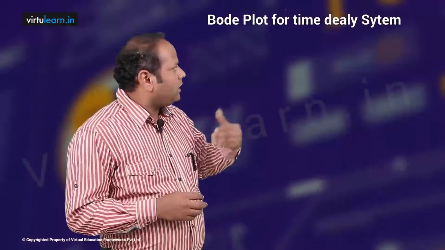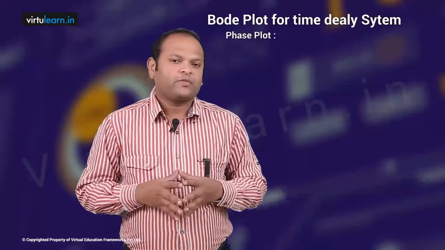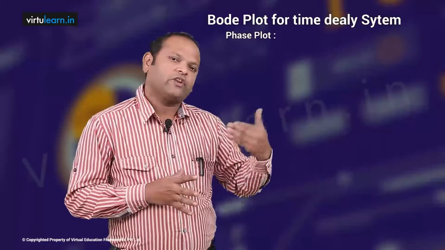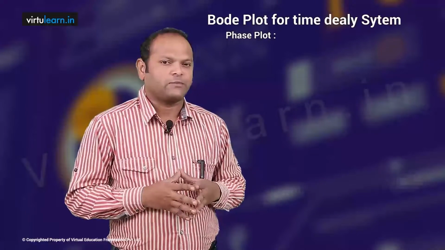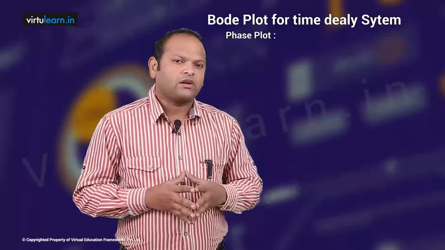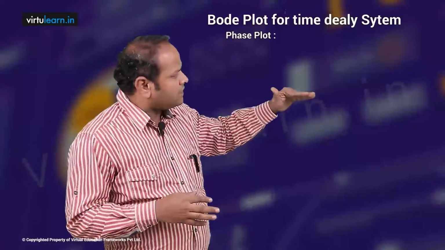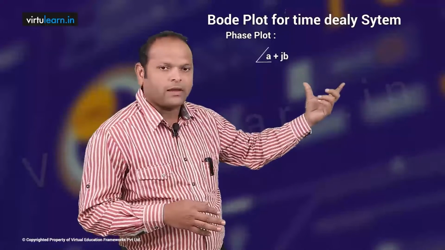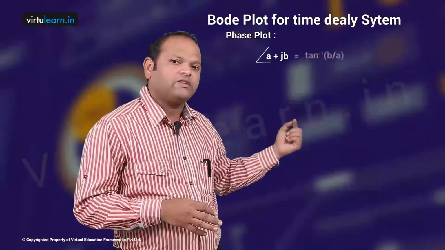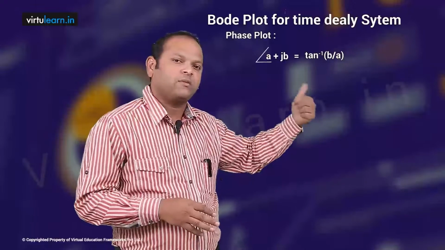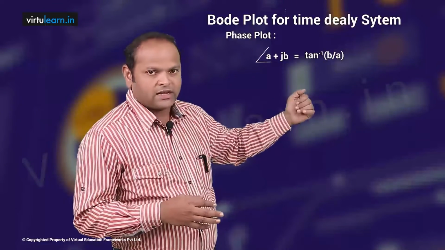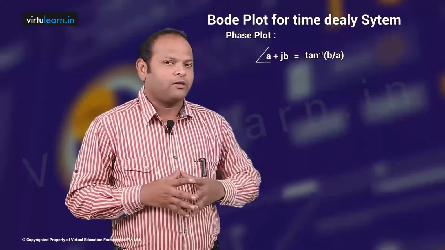Next, look at how to get the phase plot. When you look at the transfer function, from the transfer function we can write the phase angle expression. We know that for any first order term or any finite term, if it is a plus jb, then we can write it as tan inverse of b by a, which means imaginary part by real part. If it is in the denominator you will get minus, if it is in the numerator you will get plus.